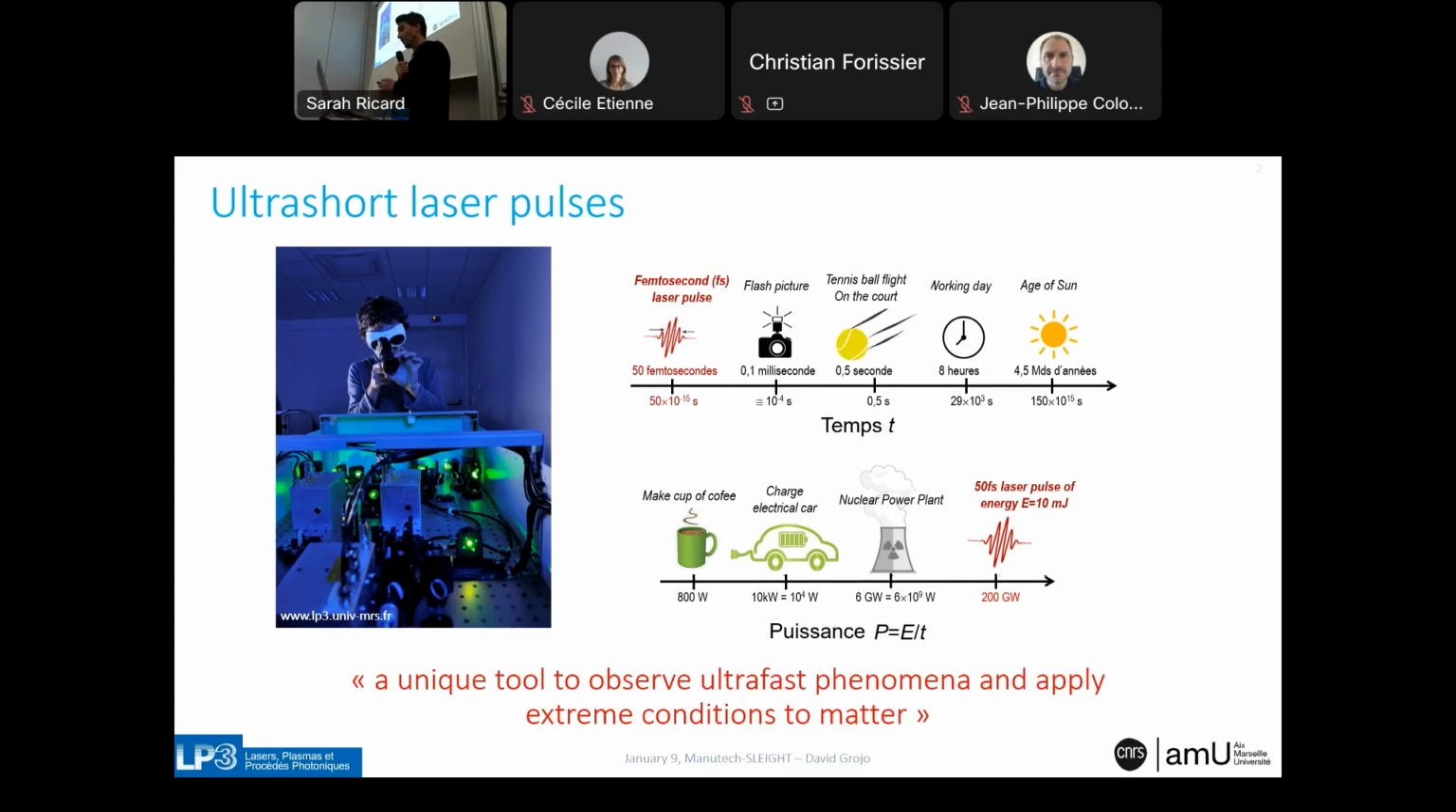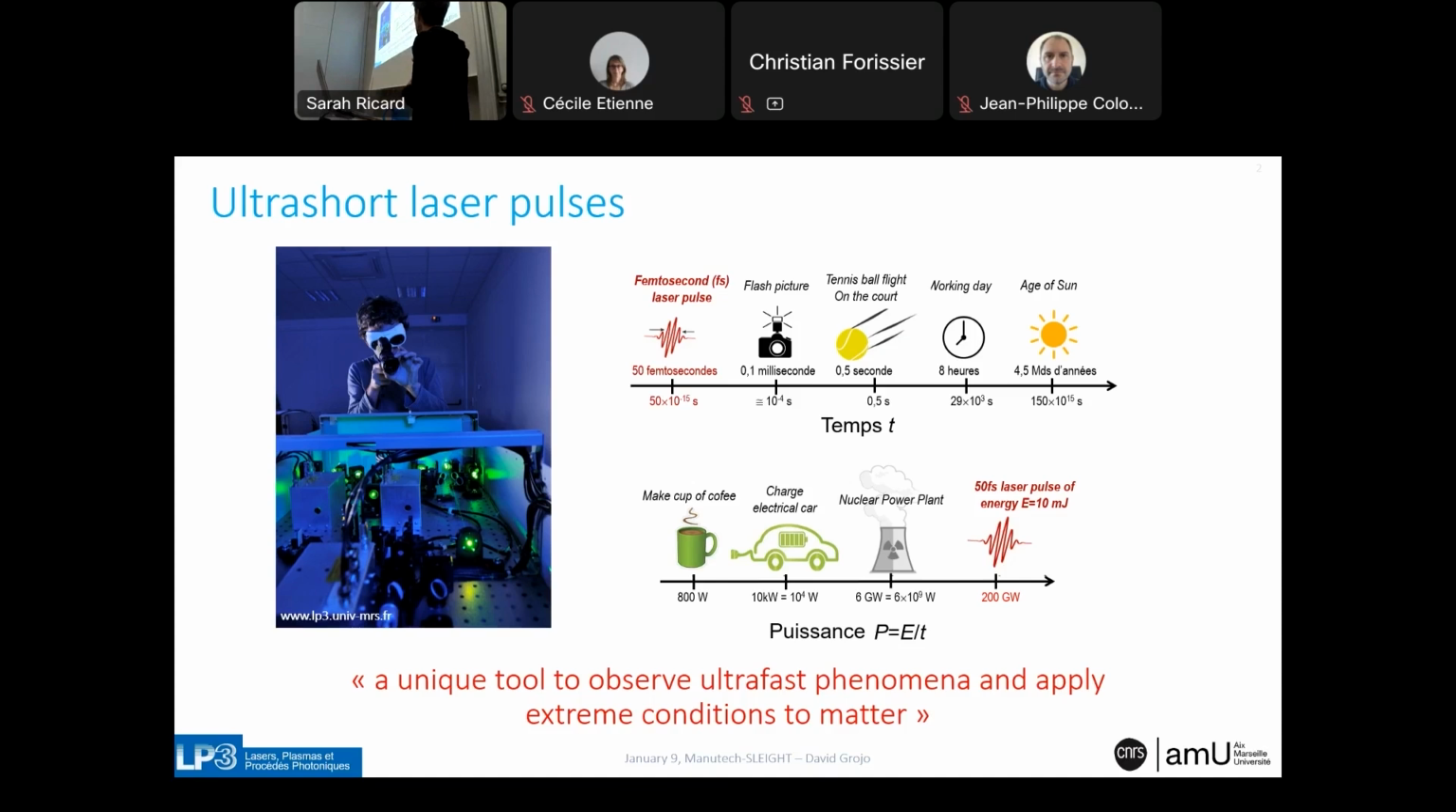So the same way, you all know flash pictures to capture extremely fast events. We have with this kind of light pulses a flash so short that you can basically picture the fastest processes in matter. So this is a first big advantage of using this type of tools.